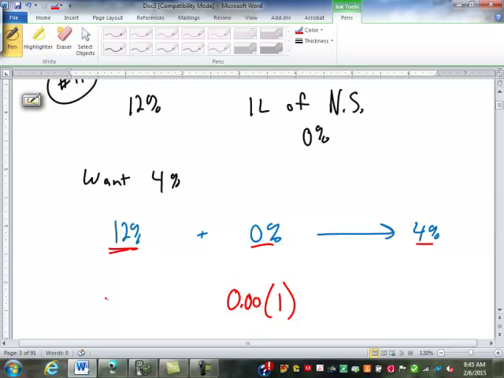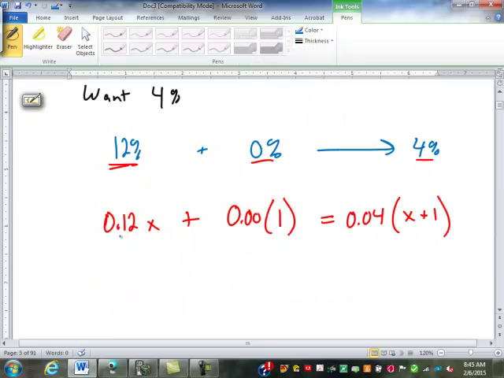We're looking for how much of the 12% solution, so that'll be 0.12 times x plus. This is where it gets a little tricky because this is going to actually disappear on us. 0.00 is the 0% times 1, which of course is going to be 0. That's okay. So then over here we're going to have the 4%, 0.04, times x plus 1, which is the amount. So now 0.12x is just 0.12x. This is 0, so we don't need to worry about it.